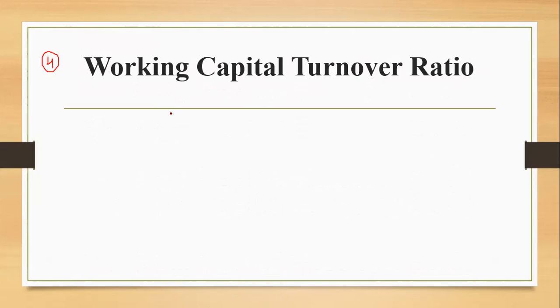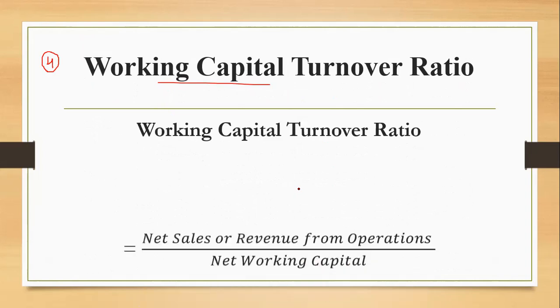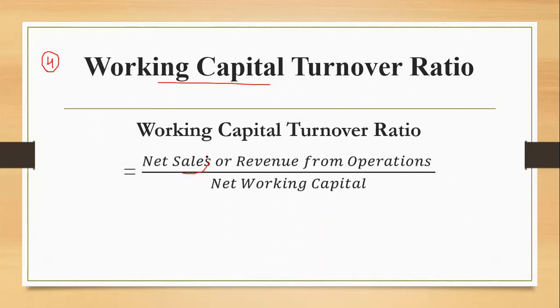Next, working capital turnover ratio. The formula for this is working capital turnover ratio is equal to net sales. This has to be taken care of, okay? This is based on sales upon net working capital. Net working capital is current assets minus current liabilities.